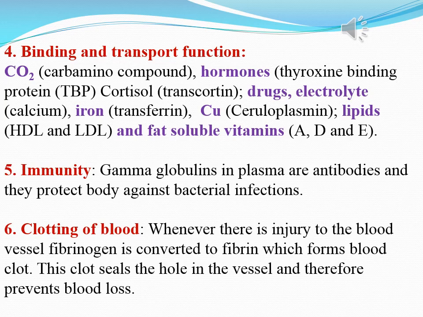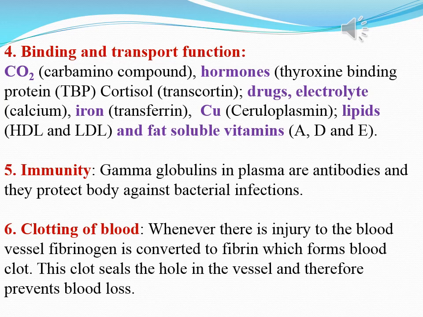Fourth function of the plasma protein is binding and transport function, such as binding with CO2 which help for transport of the CO2. راح ناخذ بعض التفصيل in the next lecture about this function. Hormones such as the thyroxine binding protein, هذا هرمون الغدة الدرقية، فهذه تساعد في transporting of the thyroxine hormone. Cortisol, some drugs, some electrolytes such as calcium, ions such as iron and copper. راح ناخذ عن الايرون بالnext lecture بعض التفاصيل.